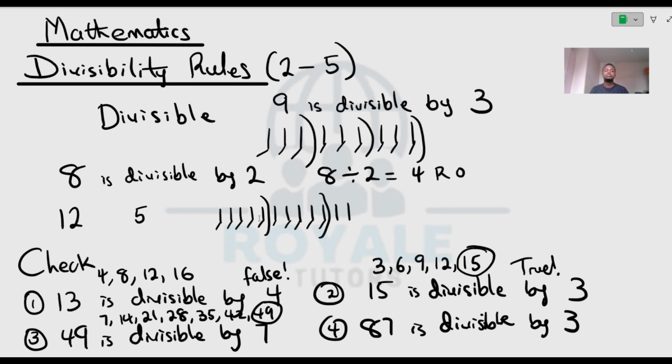So we said to fully understand the divisibility rule, we need to start from what it means for a number to be divisible by the other. So we gave this example that 9 is divisible by 3 because you can divide 9 by 3 with no remainder. As well, we gave example of 8 being divisible by 2 because we can divide 8 by 2 without remainder. Then we attempted to show whether 12 is divisible by 5 or not, and then we realized that 12 is not divisible by 5 because it has remainder.